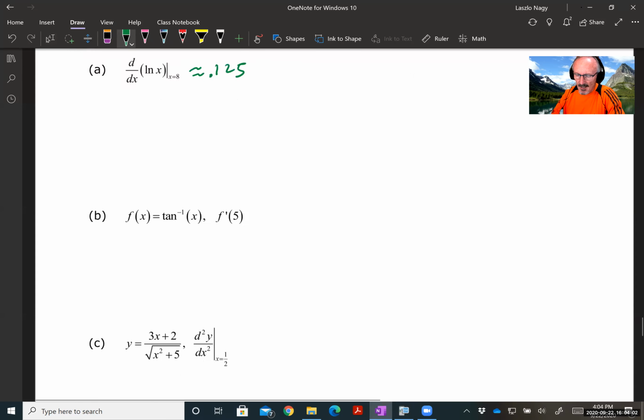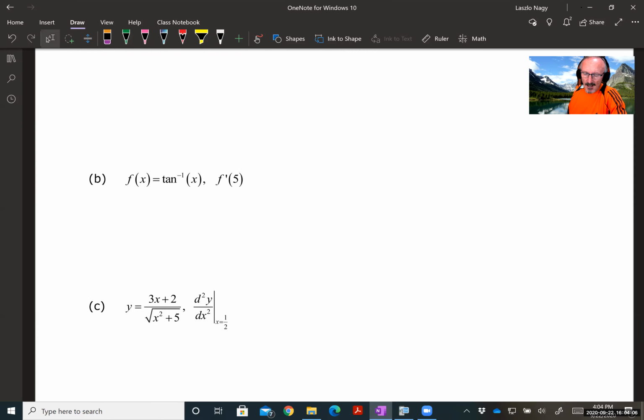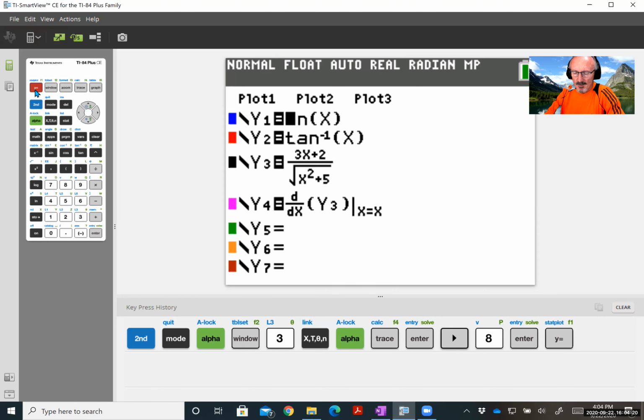Now we're going to take a look at part B. The function f of x is inverse tangent of x, or arctangent of x, and we're evaluating that derivative at 5, f prime of 5. So let's go back to our calculator, and that function has been entered in y sub 2. So we will repeat the steps that we just completed earlier.